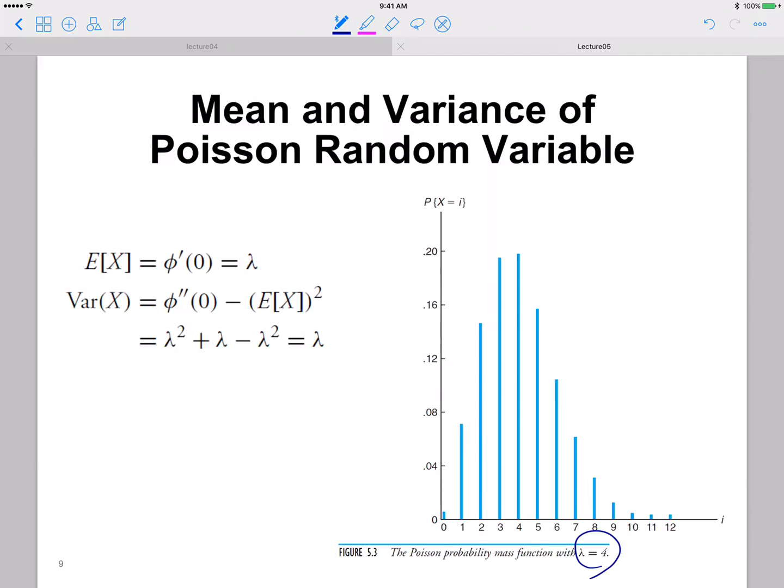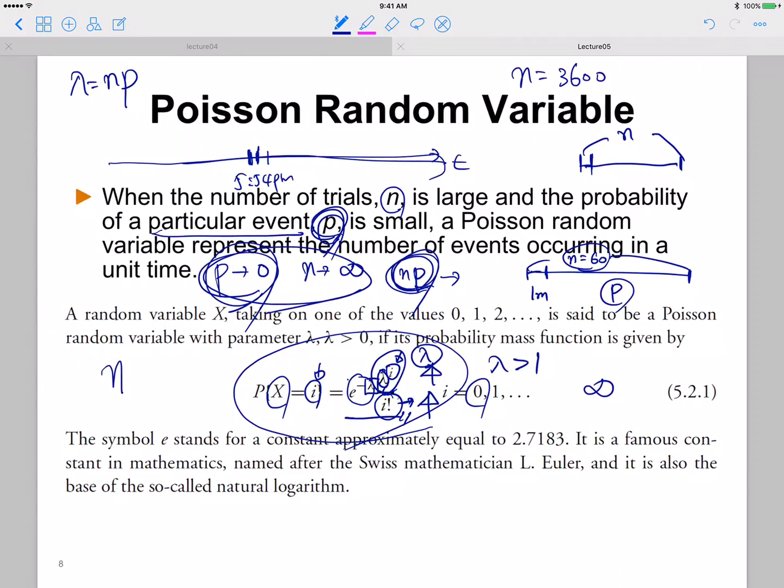If lambda is 4, then we should have the expectation value as 4, right? And then it has this kind of distribution. We do not prove this, but by using something called the moment generating function, we can compute the mean and the variance of this Poisson random variable, and both values are lambda. The mean being lambda is obvious, although we do not know why the probability mass function should look like that complicated form. But let's just take it as it is.